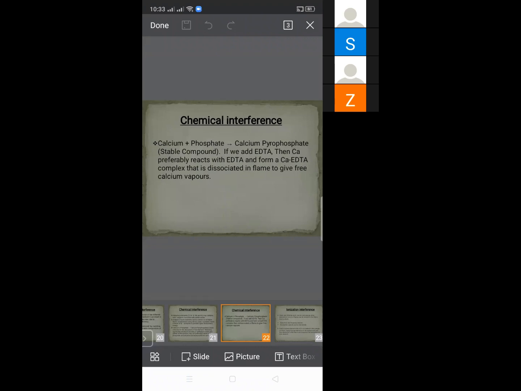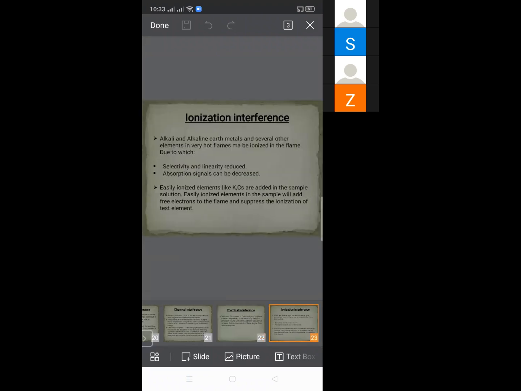The next one is ionization interference. Ionization interference usually occurs when alkali and alkaline earth metals and several other metals in very hot flames may be ionized in the flame, due to which the selectivity and linearity of the process are reduced and absorption signals can be decreased. To overcome the ionization interference, easily ionized elements like potassium and cesium are added to the sample solution. Easily ionized elements in the sample will add free electrons to the flame and suppress the ionization of the test element.